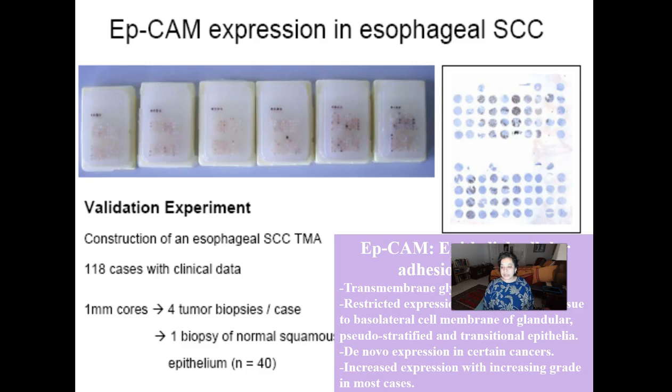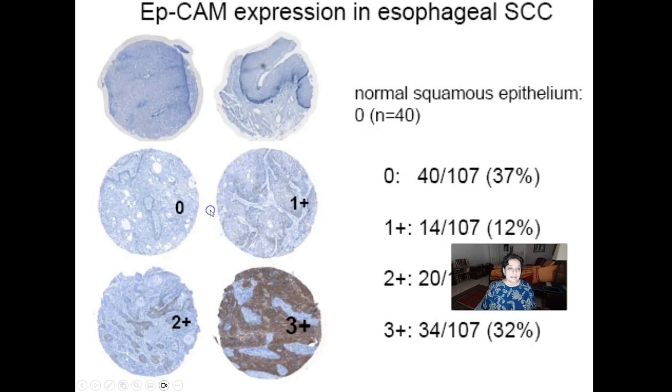What they saw was that increased expression was usually seen with increasing grade in most cases. It's a transmembrane glycoprotein that is restricted in its expression pattern, typically in adult human tissue. It's only in basolateral cell membranes of glandular or pseudostratified and transitional epithelia. But you do see expression of that reappear in cancer cells. Not all, but some cancer cells.